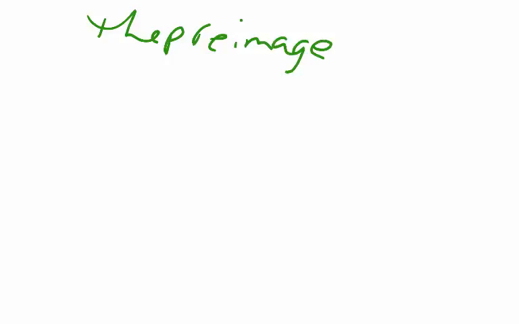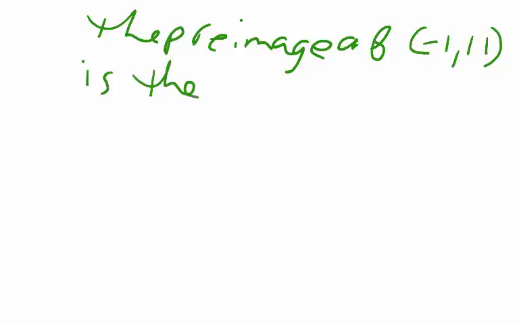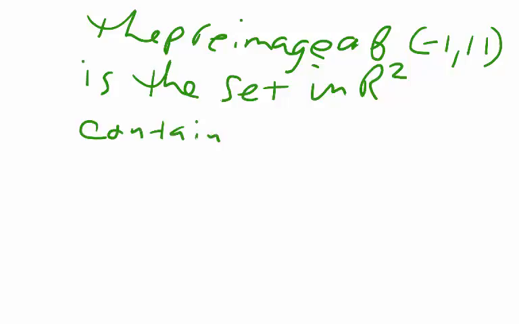Therefore, we can say that the pre-image of vector negative 1, 11 is a set in R2 that contains the single vector 3, 4.